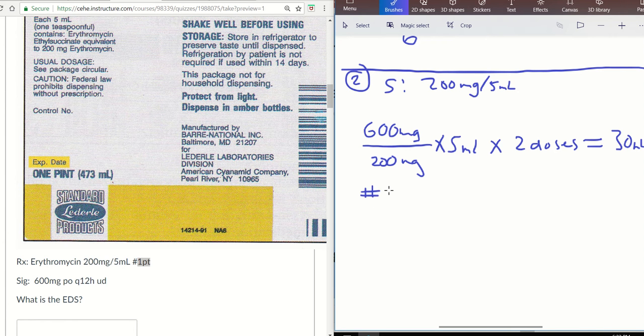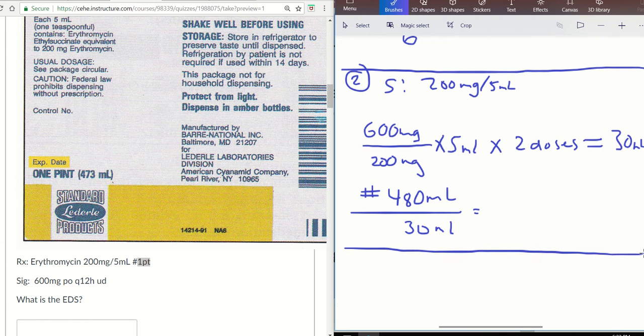So we dispense a pint, which is our approximation, 480 mLs. Based on the SIG, 600 milligrams per dose, twice a day, they will use 30 mLs a day for an EDS of how many days? Yep. So it's an even EDS. Don't worry about rounding this one.